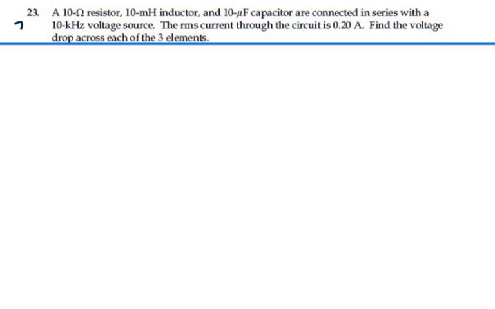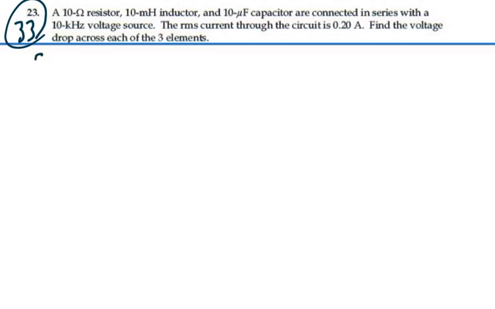Here's problem 3323. A 10 ohm resistor, 10 millihenry inductor, and 10 microfarad capacitor are connected in series with a 10 kilohertz voltage source. The root mean square current through the circuit is 0.2 amps. Find the voltage drop across each of these three elements.